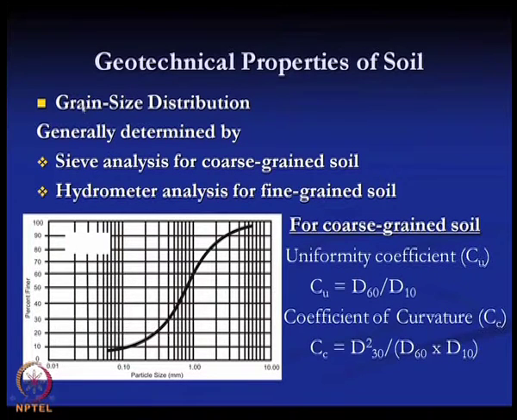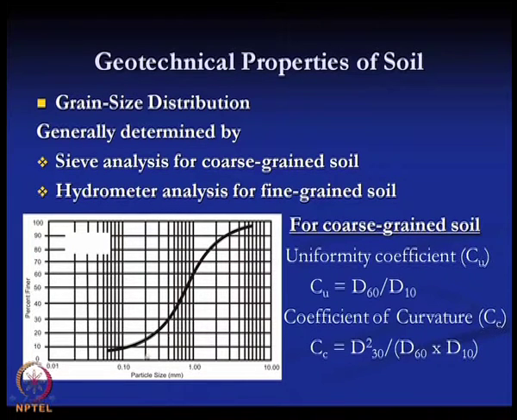The first important property is the grain size distribution. Grain size distribution is generally determined by sieve analysis for coarse grained soil and by hydrometer analysis for fine grained soil.